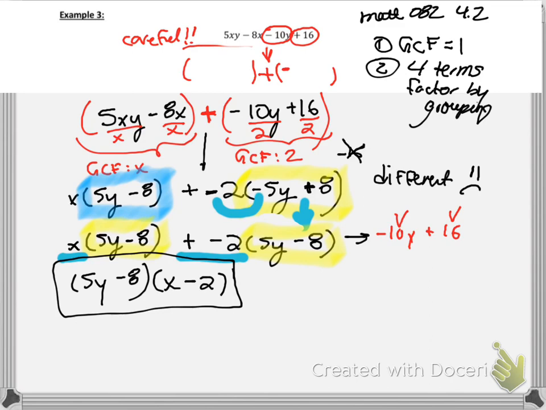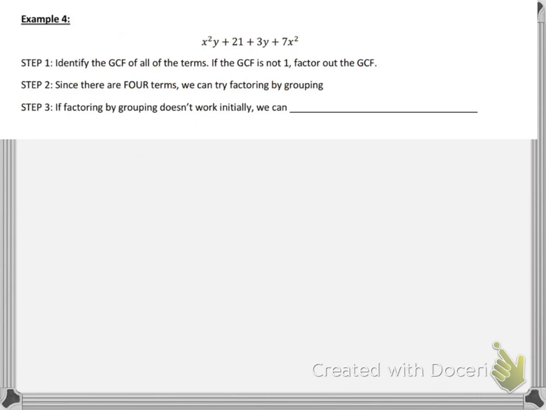Okay. All right, let's do another problem. Okay, so the first thing we have to do, again, is to identify the GCF of all the terms. So is there anything that goes into x squared y and 21 and 3y and 7x squared? So right now, I don't see anything that goes into all four things. Okay, so I think that we can safely say that the GCF is equal to 1. Okay, and there are 4 terms, as you can see, so we're going to factor by grouping.